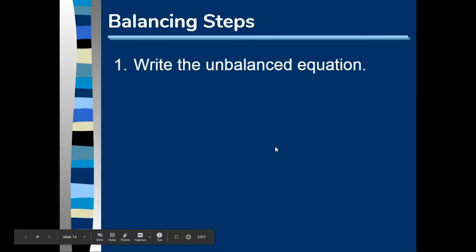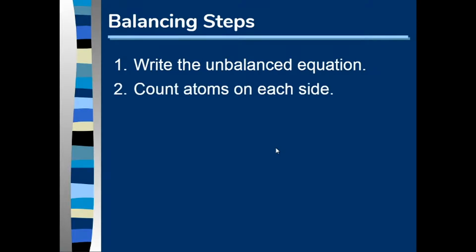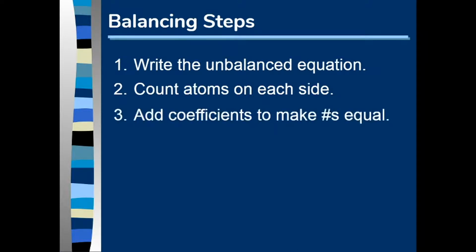Step number 1 is to write an unbalanced chemical equation. I usually like to leave myself little lines out in front of each of my elements and compounds in the reaction to remind myself that I need to go ahead and put some coefficients in there. And then you're going to see me count up the atoms on each side. So I'm going to look at how many hydrogens are on the left versus how many hydrogens are on the right. And then we're going to plop some coefficients in there to make those numbers equal.